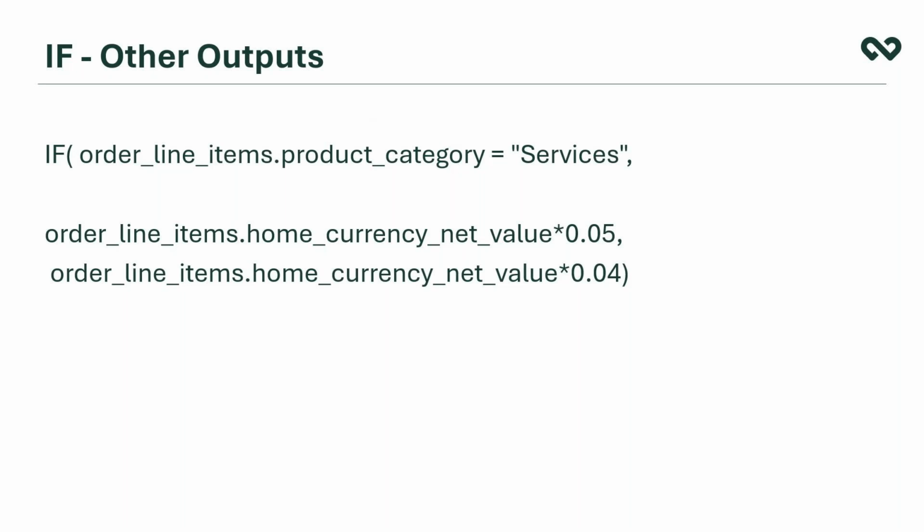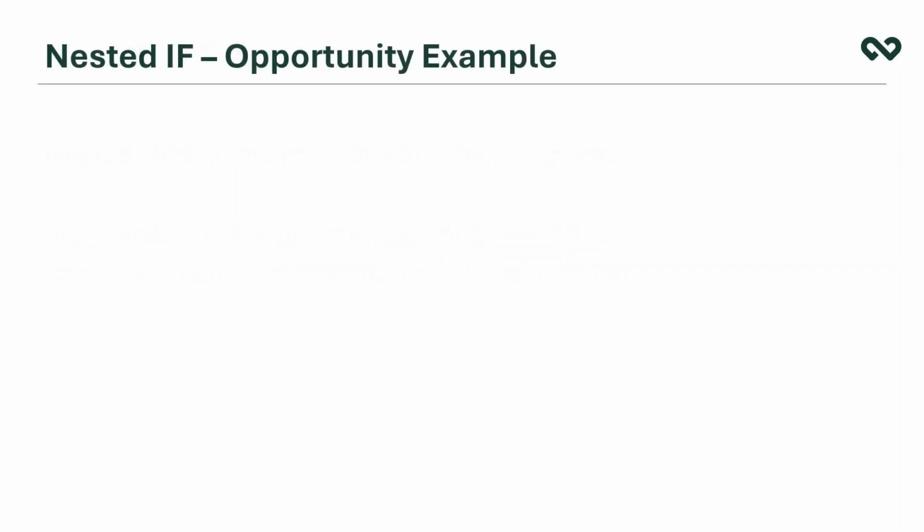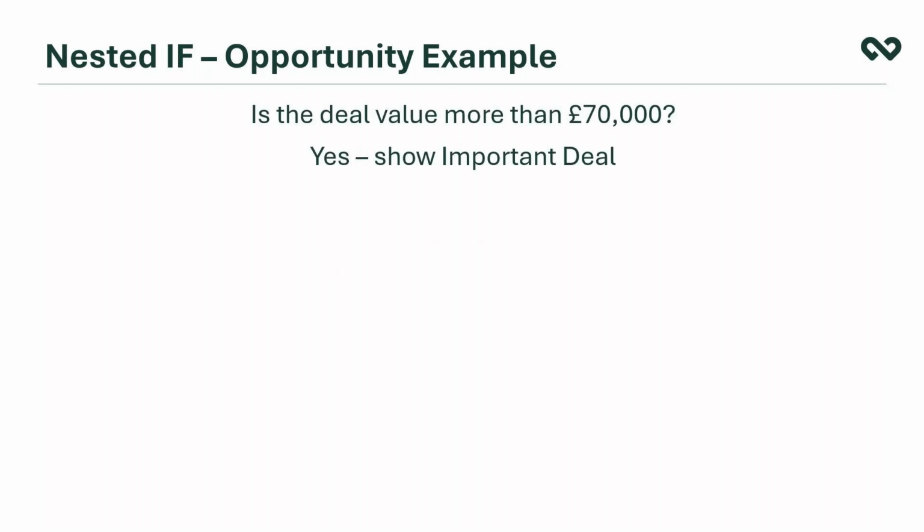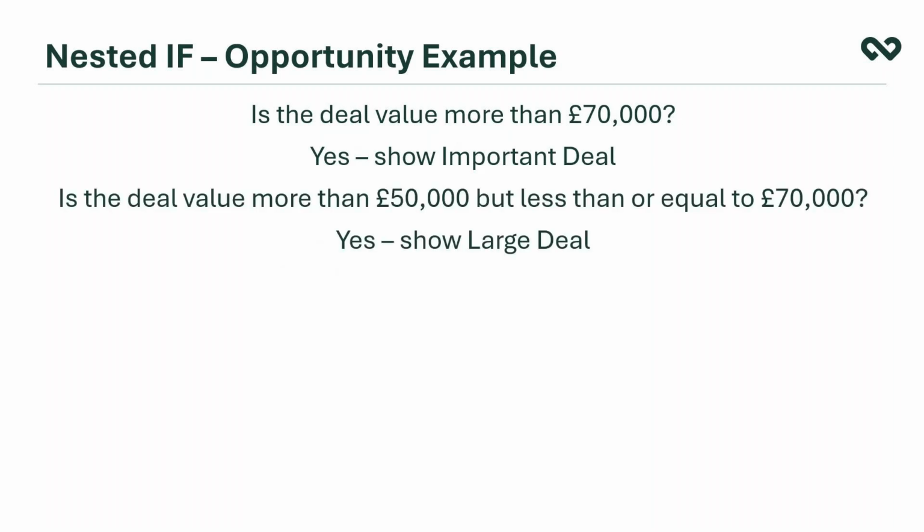With all if statements, you can have multiple layers within it, and this is something that we call a nested if. Building on the example that I went through earlier, where we were identifying important deals, we could write a statement that looks to see if the value is over 70,000 and then say important deal. We could then add a level in there to say that if it's more than 50,000 but less or equal to 70,000 to show large deal.